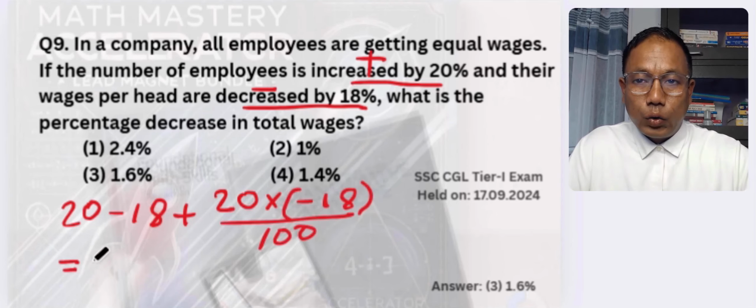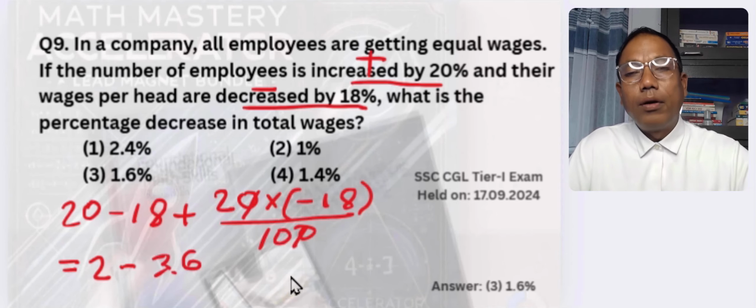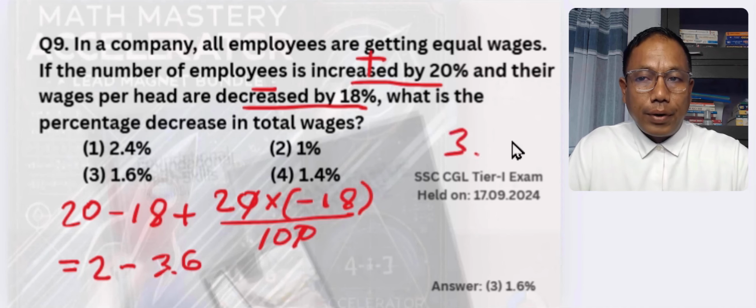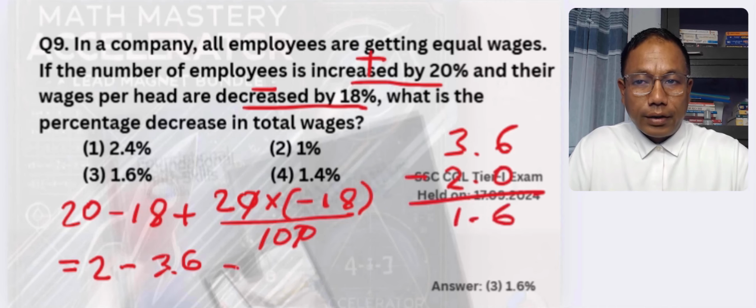20 minus 18 is 2. Plus into minus is minus. 0, 0 cancel. Now multiply 2 and 18. 8, 2 are 16, 1 in hand. 2 1 is 2, 3. Divided by 10 means the greater number is 3.6. The smaller number is 2.0, which is the same as 2. This is 1.6. Difference is 1.6. Greater number sign is minus. Therefore, decrease is 1.6. Option 3 is the right answer.